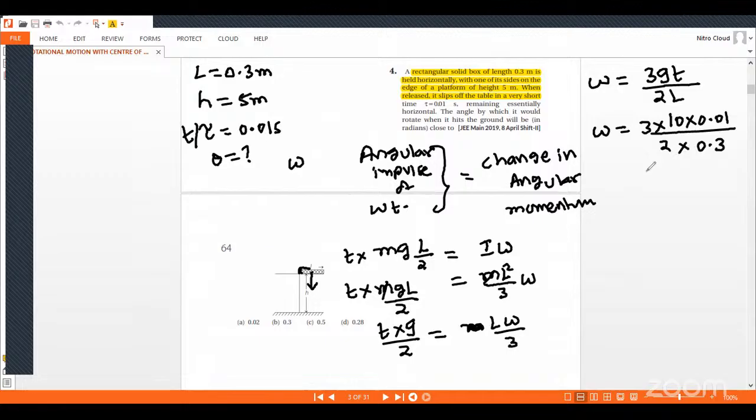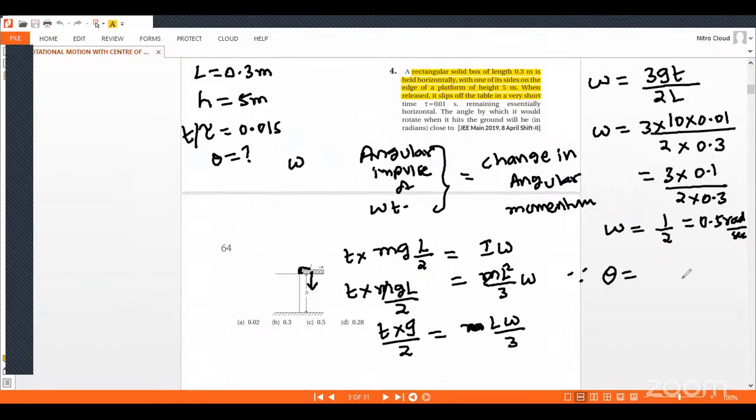Okay, so this is 3 into 10 into 0.01 means 0.1 by 2 into 0.3. So omega equal to 1 by 2, nothing but 0.5 radian per second. Now, since we know that theta equal to omega into t naught or some time t.